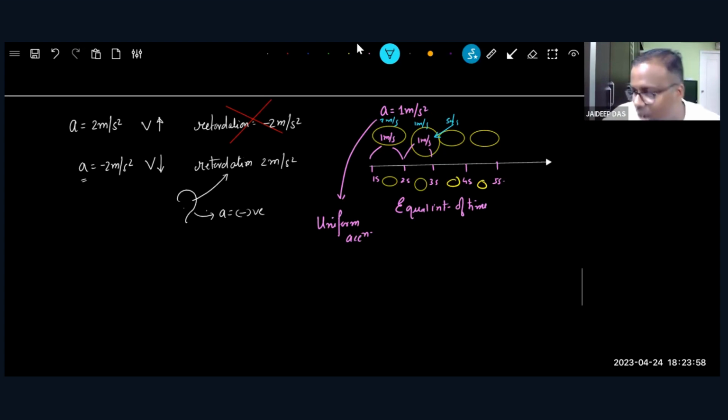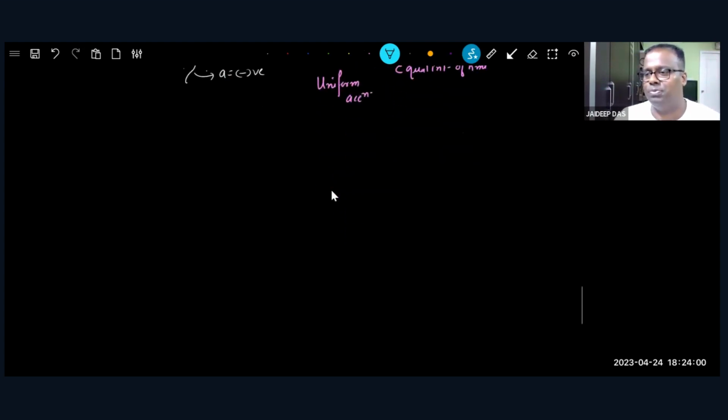Now some more interesting things. So in grade 9, some more interesting thing. We have 2 topics now. Uniform acceleration means acceleration is uniform.